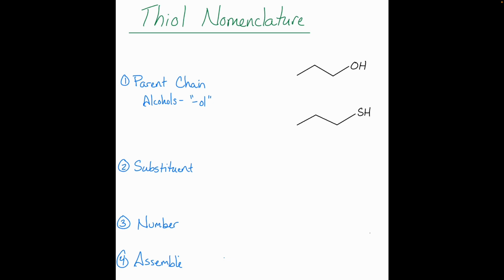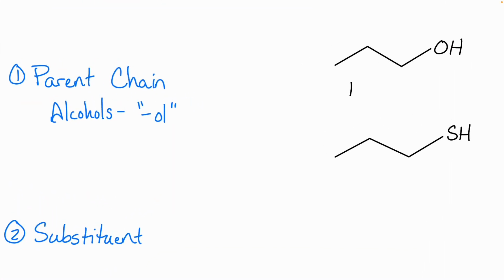Yeah, and not just propanol, but 1-propanol. We got to include the locant. 1-propanol, right? Because there is such a thing as 2-propanol, so we have to make sure to include that locant. All right, we're going to see something very similar for thiols, except the suffix that we use is thiol. Functional group name and the suffix are the same.